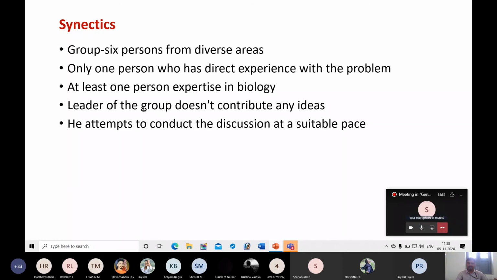You will give a fair chance to all to give their ideas. And again, leaders should not behave like one famous journalist, like Arnab Goswami, who doesn't allow anyone to speak in a panel discussion. Okay. Next, the problem is stated. These are the preliminary considerations to conduct synectics.